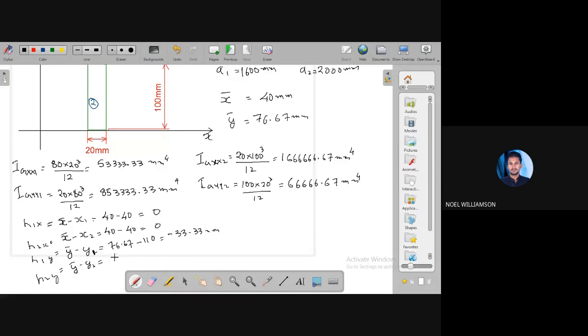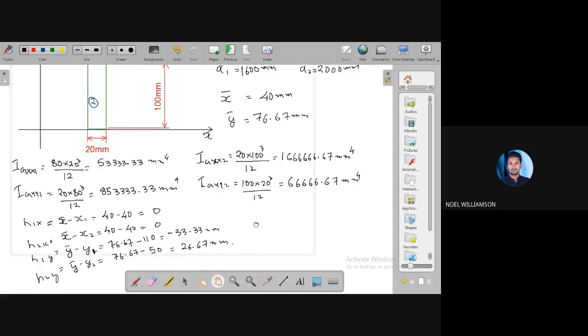H2y is 76.67 minus y2, where y2 is 50. So you will get the value 26.67 mm. So now you have the whole data.